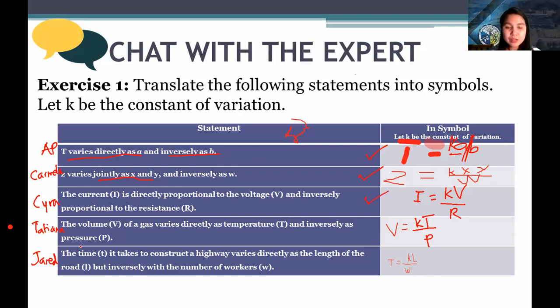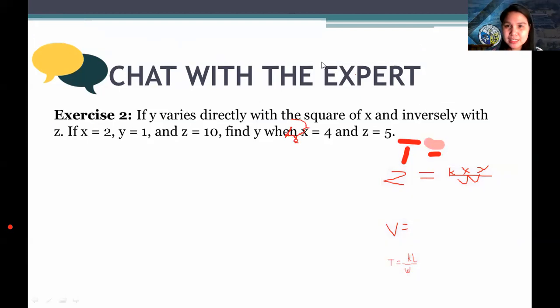Very good. Volume, directly as temperature, KT, and inversely as pressure, over P. Very good. The time T, let's just write it as small t, Jared. T equals directly as the length of the road, KL, but inversely as the number of workers. Very good. That's how you do your translation. I told you, right? This lesson is very easy. Now let's go to the next one. In the next part, we'll be solving. Let me first clear the board.